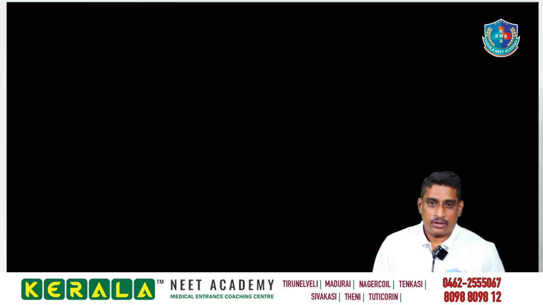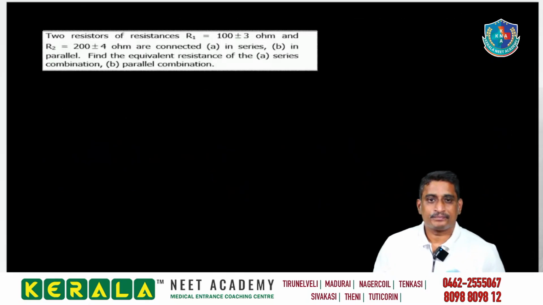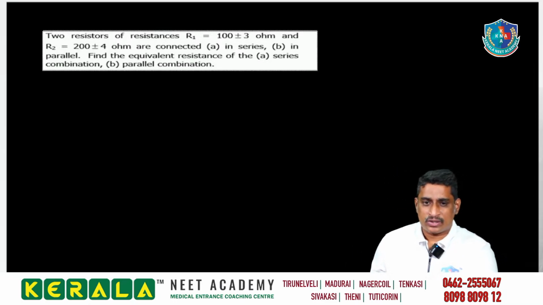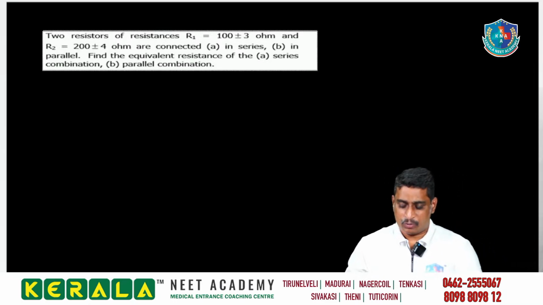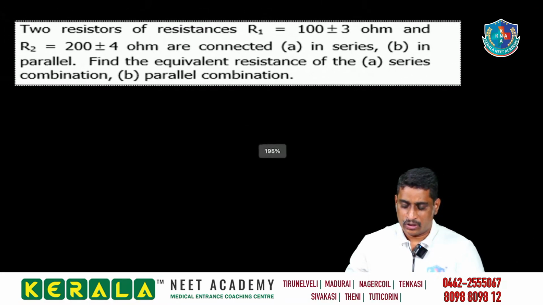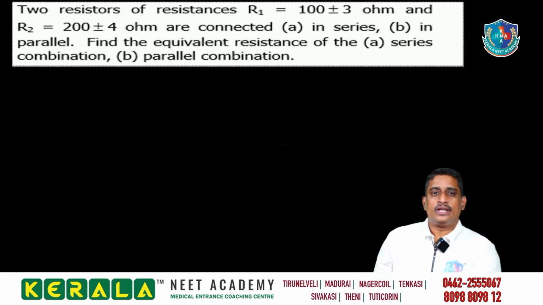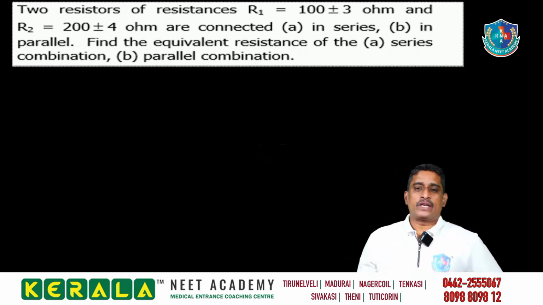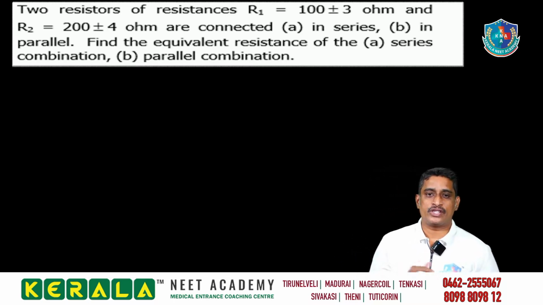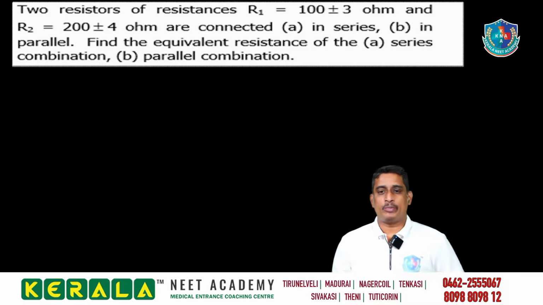Come to the next question from the same topic. Usually students express a doubt relating to this particular part, especially relating to resistances. Here it is given two resistors of resistances 100 plus or minus 3 ohms and 200 plus or minus 4 ohms connected in series and in parallel. Find the equivalent resistance of the series combination and the parallel combination.